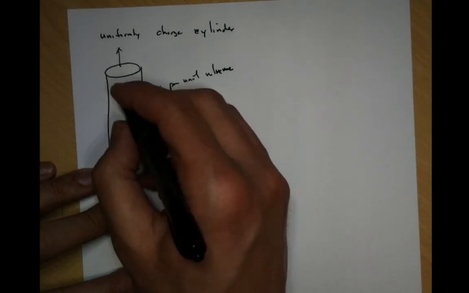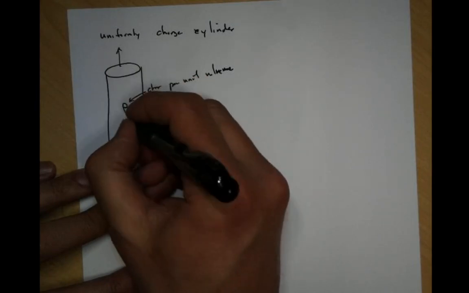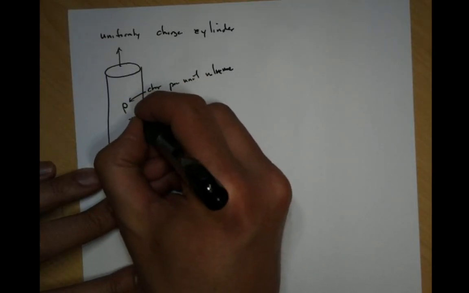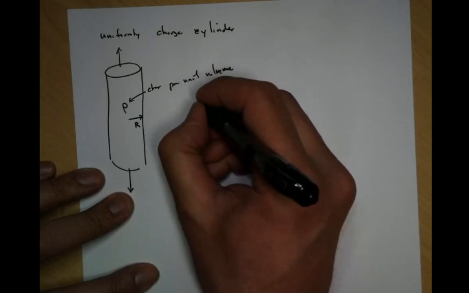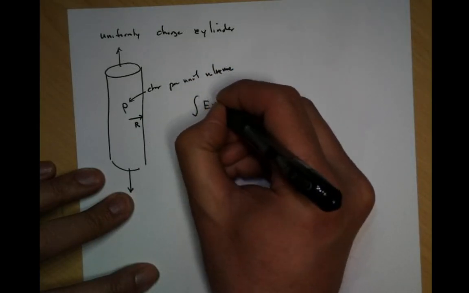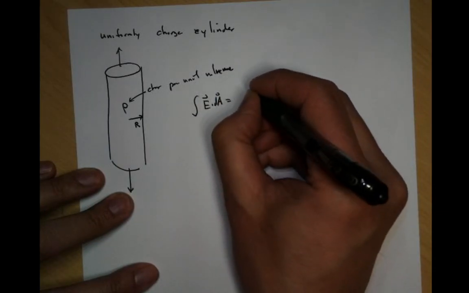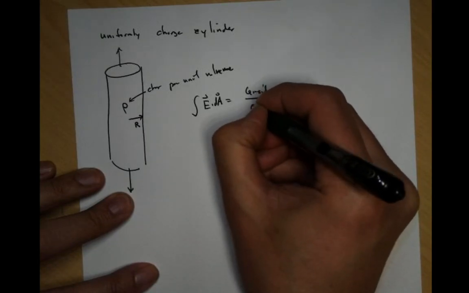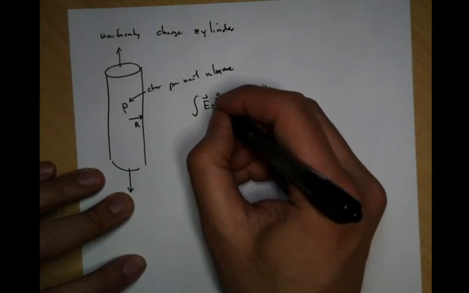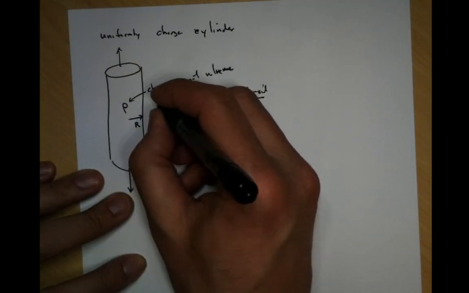And so what I want to do now is figure out what the electric field of this thing is. So this uniform charge cylinder has some radius R here. Again, I'll do the same thing. Integral of E dot dA is equal to Q inside over epsilon naught. Okay, so I have to pick something that's appropriate for it, and I'm going to pick two different choices.